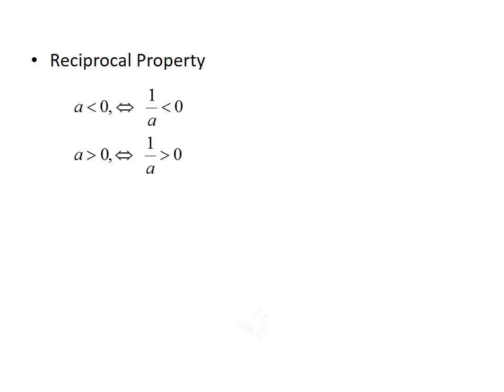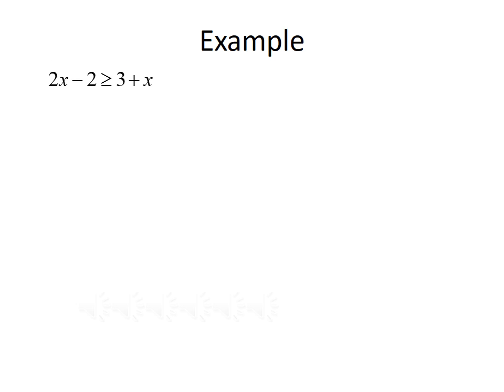And finally, we have the reciprocal property that says if a is less than 0, then 1 over a is less than 0, and a is greater than 0 if and only if 1 over a is greater than 0. So let's do some examples where we solve inequalities. We want to solve the following inequalities and write the solutions in interval notation.